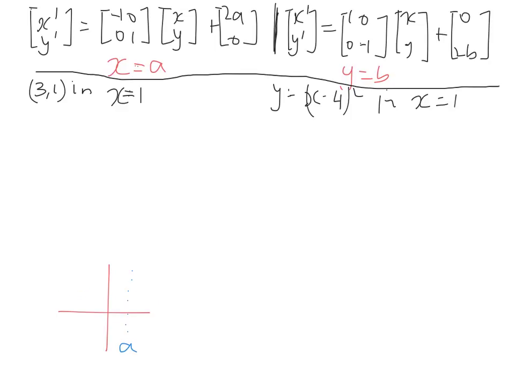So what we're going to do is look at the point (3, 1) in the line x equals 1, and then we're going to look at the equation y equals (x minus 4) all squared in x equals 1. And hopefully this will give us an idea as to how we go about doing this.